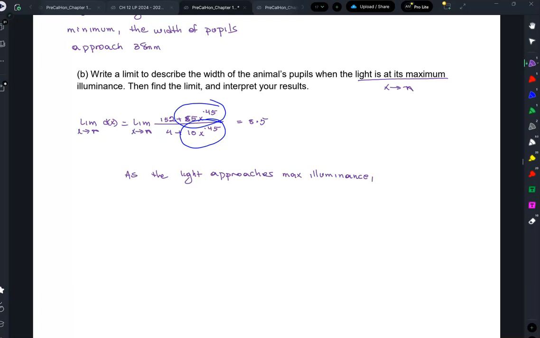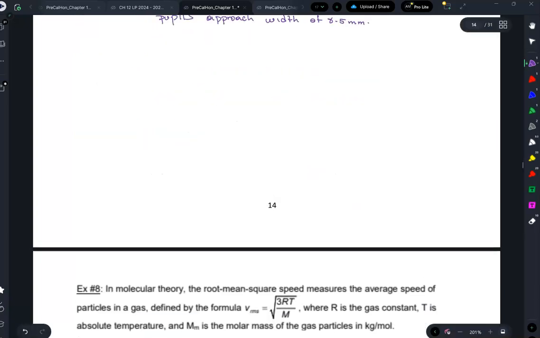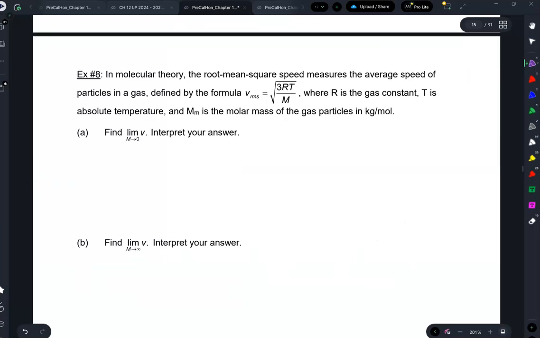As the light approaches maximum luminance, the pupils approach a width of 8.5 millimeters. You gotta have the proper units, right? So the 152 has degree 0, it's x to the power of 0. But this one is an x, it's much bigger, x to the power of a whopping 0.45, right? So that's the leading term. All right? Awesome. Okay, so here we go.